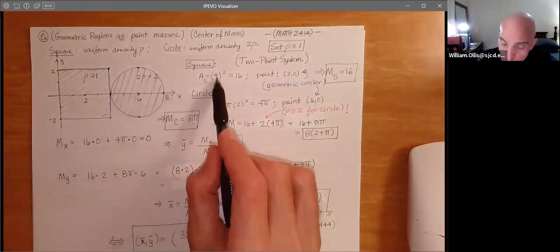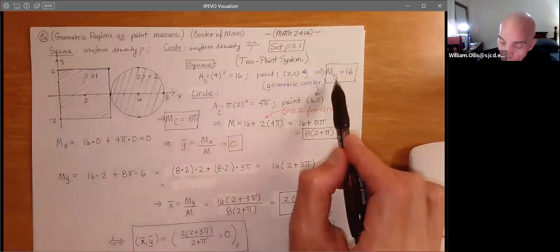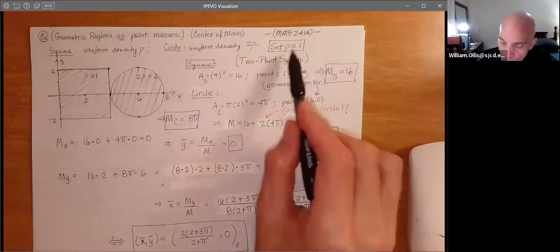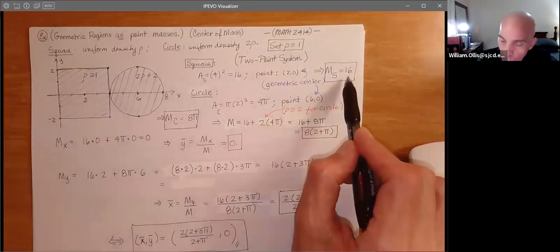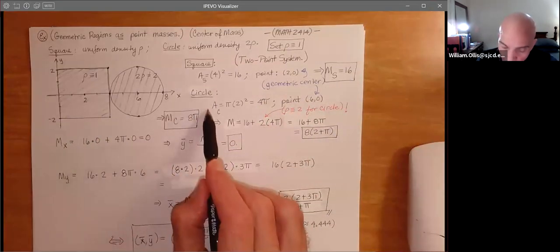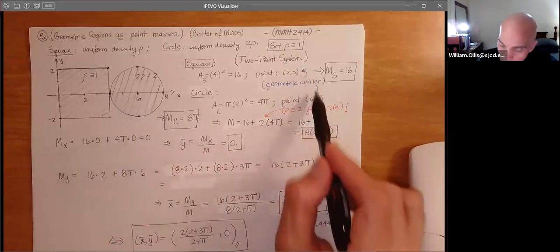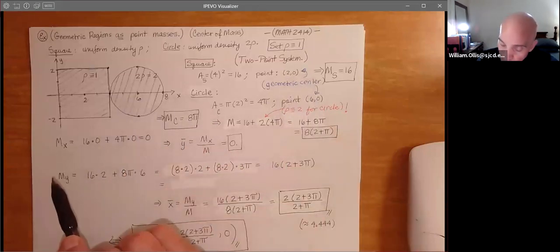So the area of the square is just 4 squared, which is 16. And now, of course, the mass of the square would just be 1 times 16, which is 16. So very simple. Now for the circle, again, dead center of the circle would just be 6, 0, the geometric center, as I've written here in blue.